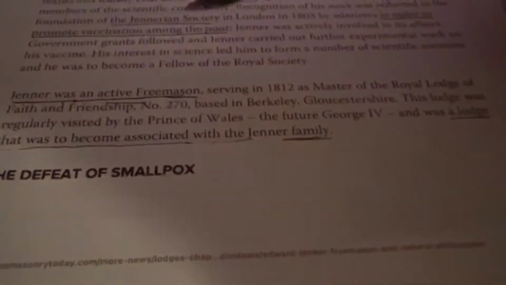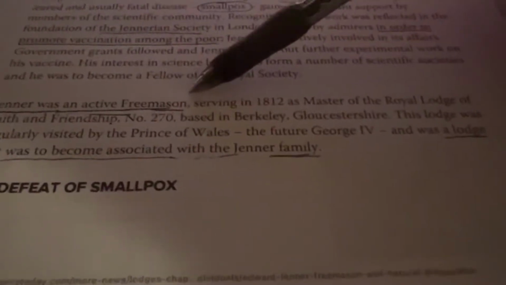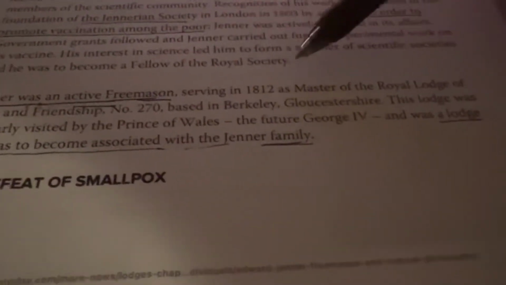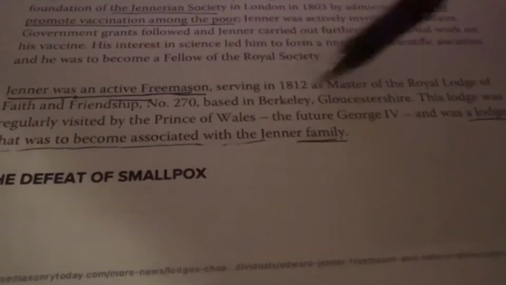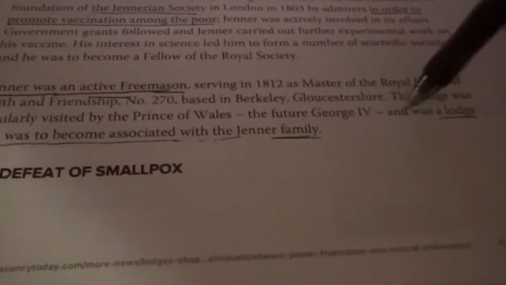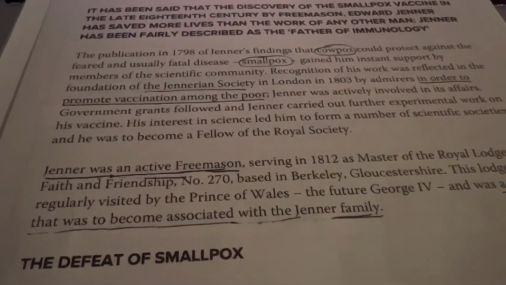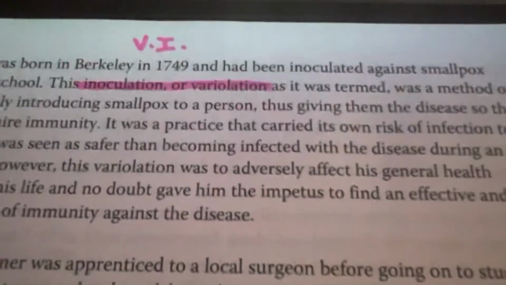And let's see, he was an active Freemason, serving in 1812 as master of the Royal Lodge of Faith and Friendship, number 270, okay? And it was a lodge that was to become associated with the Jenner family. And there's a long article that goes on to talk about Jenner.